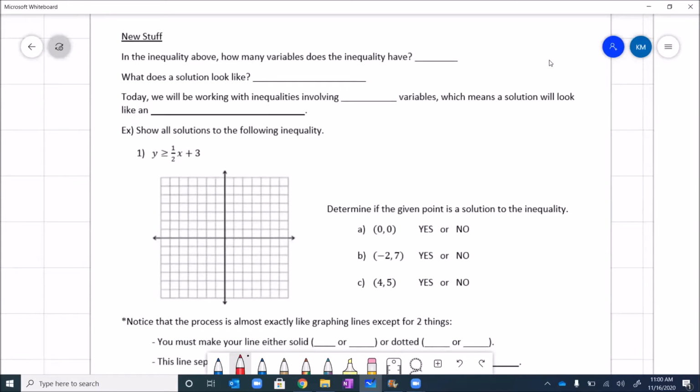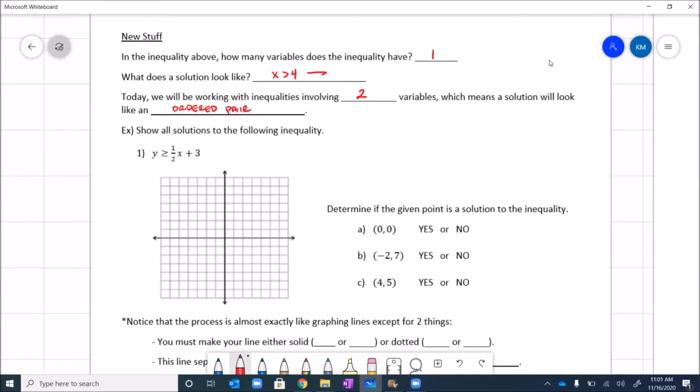In the inequality above, how many variables does the inequality have? It just had one. That was x. What did the solution look like? It was like x is greater than 4. Anything that's above there. Today we'll be working with inequalities involving two variables, which means the solution will look like an ordered pair.